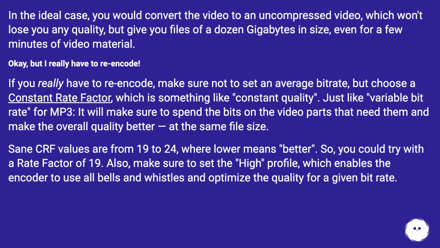Okay, but I really have to re-encode. If you really have to re-encode, make sure not to set an average bitrate, but choose a constant rate factor, which is something like constant quality. Just like a variable bit rate for MP3, it will make sure to spend the bits on the video parts that need them and make the overall quality better at the same file size. Sane CRF values are from 19 to 24, where lower means better. So, you could try with a rate factor of 19. Also, make sure to set the high profile, which enables the encoder to use all bells and whistles and optimize the quality for a given bit rate.